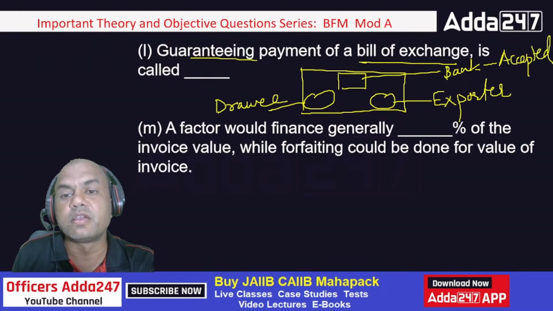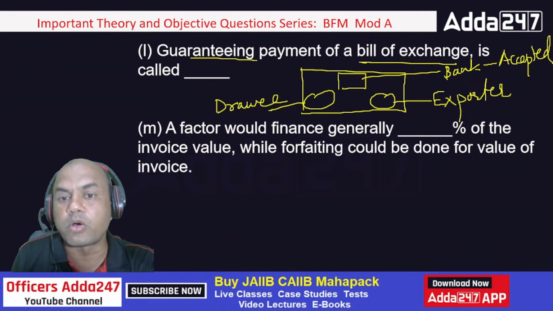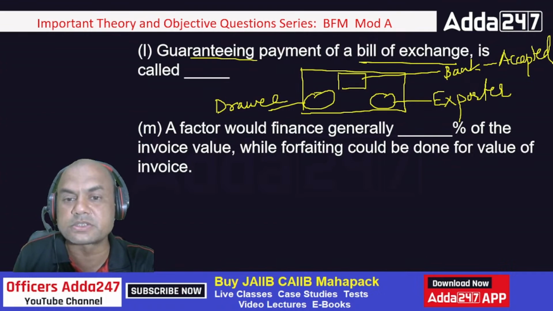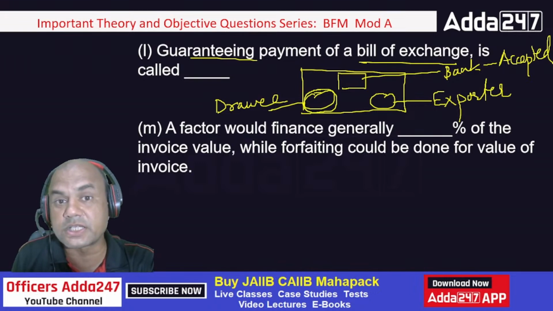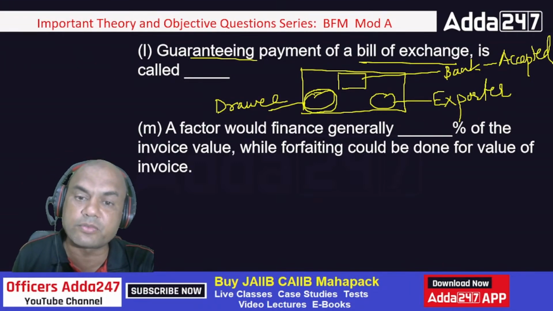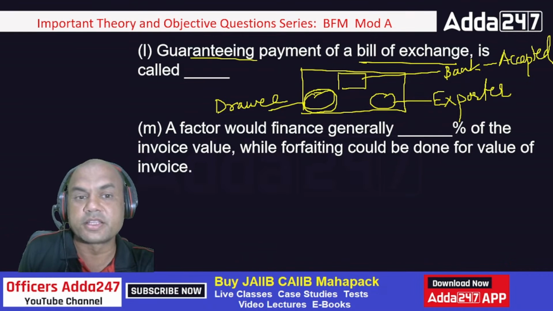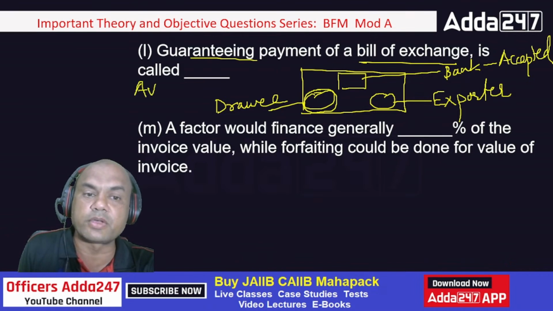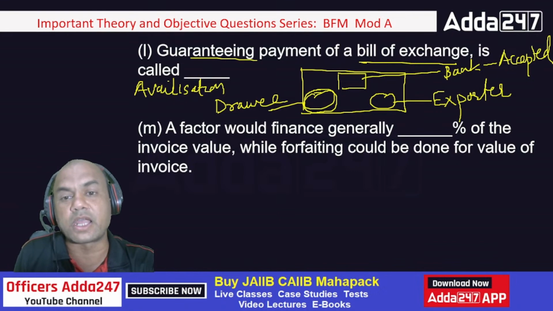What does this mean? When the bank writes the stamp accepted over here, it means that the bank is guaranteeing this bill of exchange, saying that on due date, if this guy, this drawee, doesn't pay, then I will pay. This is a secondary liability. This guy has to pay first. If this guy doesn't pay, then the bank will pay. Now what is this process known as? This process is known as avalization. Aval, A-V-A-L. It's called avalization, or aval we call it. So guaranteeing payment of a bill of exchange is known as avalization.